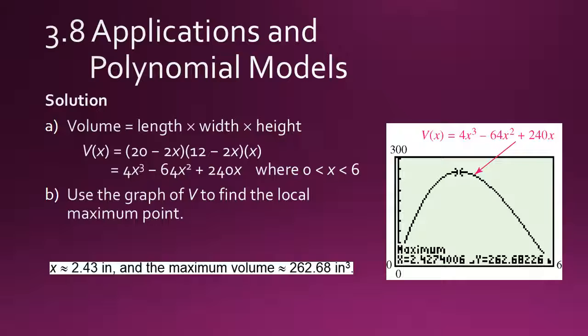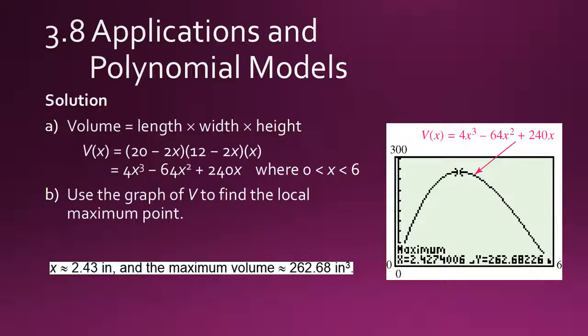And here's our solution. The volume obviously is length times width times height, which means we have to multiply 20 minus 2x times 12 minus 2x times x. When we do that, we get 4x to the third minus 64x squared plus 240x. And x has to be between 0 and 6. The reason for that is that our dimensions must be greater than 0, and that's only going to happen for all three dimensions when x is between 0 and 6.